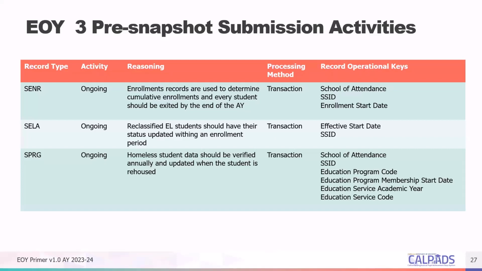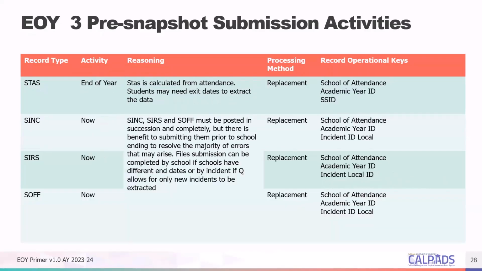Homeless student program records submitted at any time during the year are counted, so there's no need to wait to submit this data either. So please do begin submitting your homeless program, or SPRG, records now if you have not already, in addition to SENR and SELA records. All right, let's talk about incident and absence activity prior to May 7th, or prior to the beginning of the snapshots. Incidents occur throughout the year as well and can be submitted continuously.